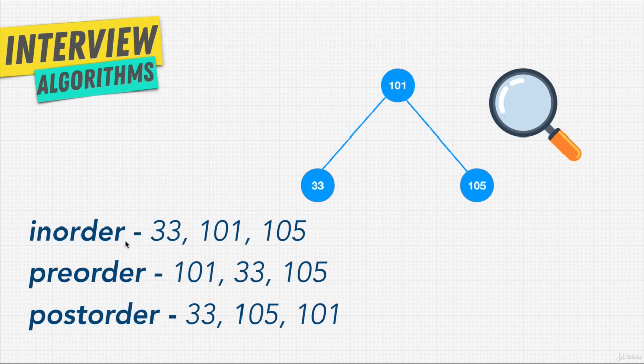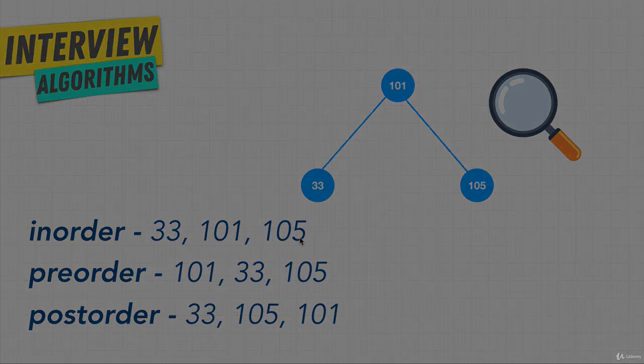The first one is called in order. And it looks something like this. We go with 33, 101, 105. It's called in order because in a binary search tree, it gives everything in order.